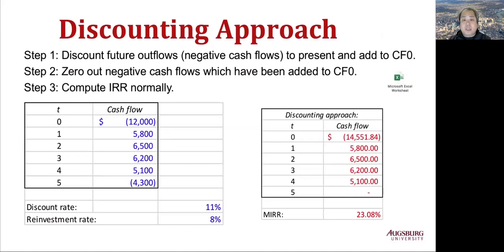There are three approaches to calculate MIRR. The first approach is to discount all negative cash flow to the present and use it in CF0, called the discounting approach. For example, this non-conventional cash flow has negative cash flow in year 0 and 5. So let's compute the present value of the 5th year cash flow and add it to CF0. Double click the Excel icon and see how to calculate.